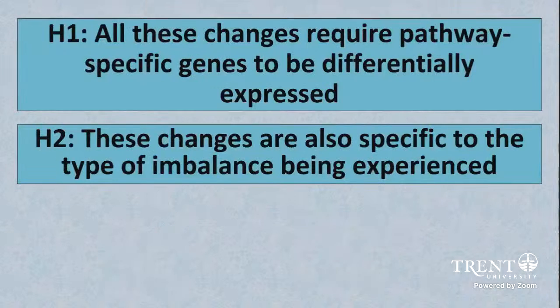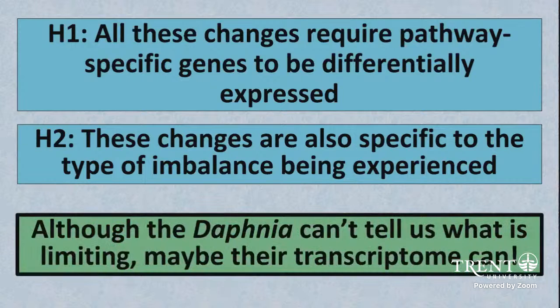So my hypothesis that I'm working on for this paper is all these changes require pathway-specific genes to be differentially expressed. Right, you can't downregulate a metabolic pathway without also downregulating the genes needed to express that pathway. Related to that, I'm hypothesizing that these changes are also specific to the type of imbalance being experienced. So if I'm nitrogen limited, primarily, if my food is not giving me enough nitrogen, I'm not necessarily going to be focusing on pathways that are going to boost my phosphorus uptake. I'm going to be focused on pathways that increase my nitrogen uptake. So although the Daphnia can't tell us what's limiting, maybe their transcriptome can.